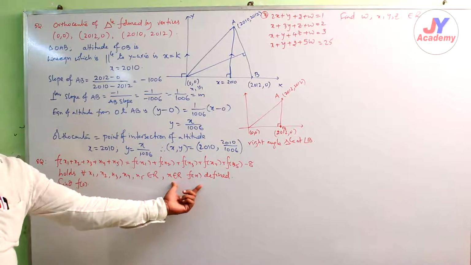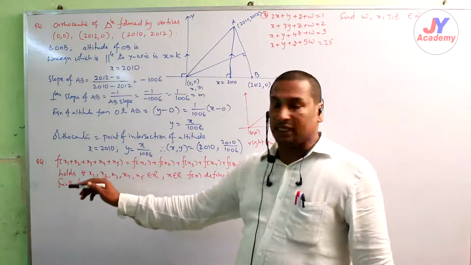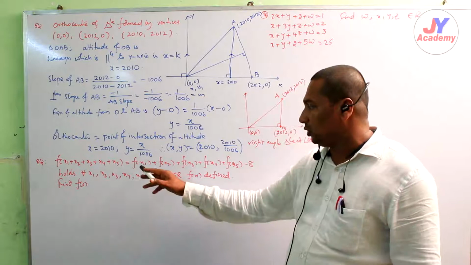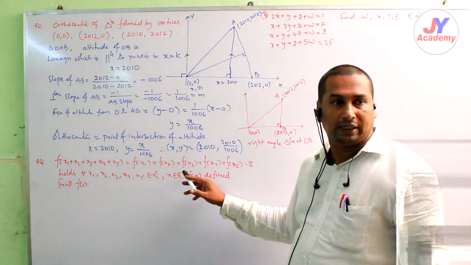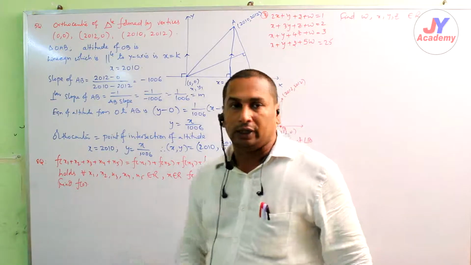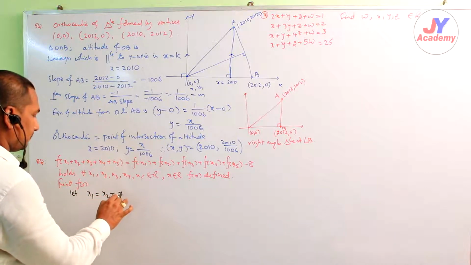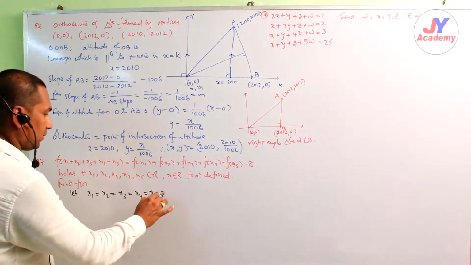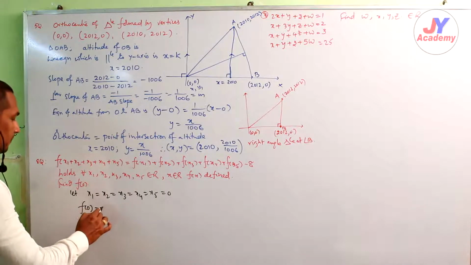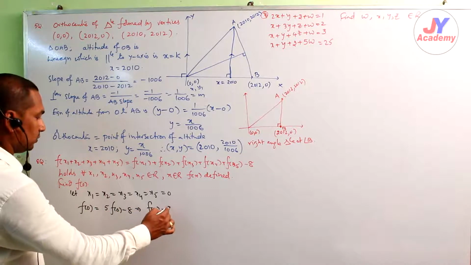f of x is defined for x belonging to R, and one more condition is given: f of x1 plus x2 plus x3 plus x4 plus x5 is equal to f of x1 plus f of x2 plus f of x3 plus f of x4 plus f of x5 minus 8. Then what do we have to find? f of 0. Very simple. Let x1, x2, x3, x4, x5 be 0. Then the LHS becomes f of 0, the RHS becomes 5 f of 0 minus 8. Then f of 0 is equal to 2.